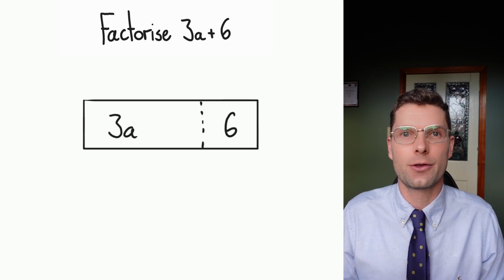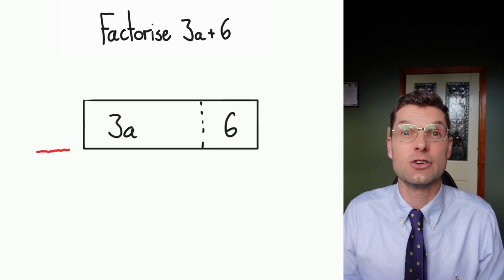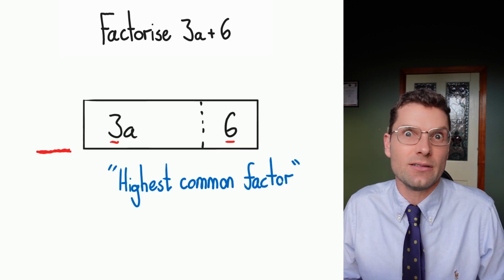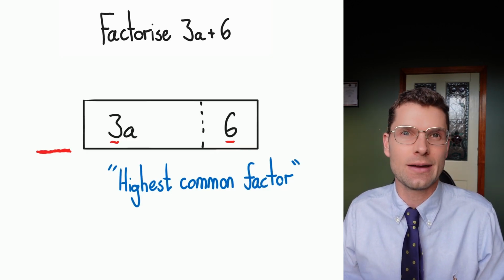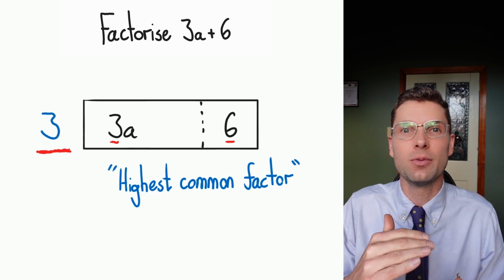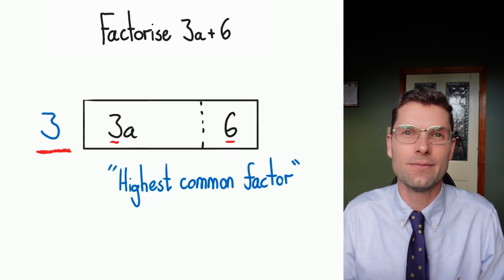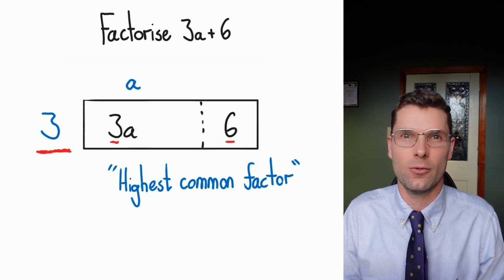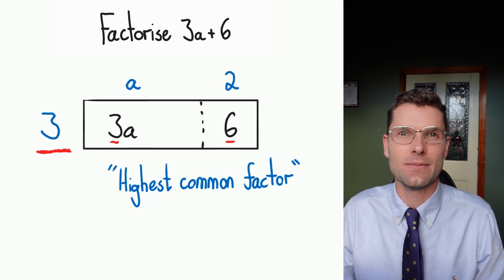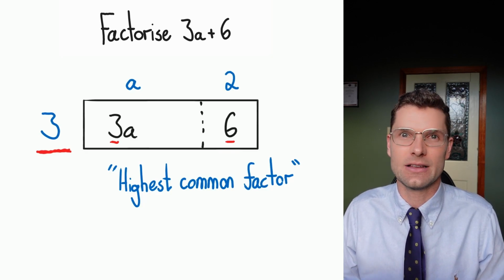So for this one, I've got 3a and 6. These are the two areas within my rectangle. What I've got to do is find the highest common factor to be that side length multiplier. So for this one, 3 and 6, the highest common factor between them is 3, and that's what goes out the front. Now what we've got to imagine is that 3 multiplied by something is going to give me that 3a. We know that 3 times a is equal to 3a, so that means a is going on this part of the rectangle. Then for the other side, we need 3 multiplied by something to give us 6. 3 times 2 is what that is. So the top numbers are going to be a and plus 2.